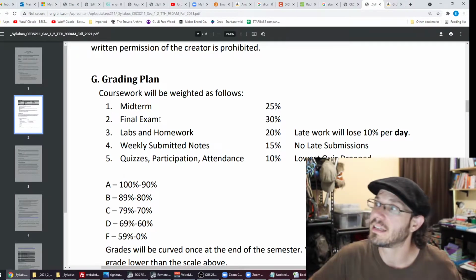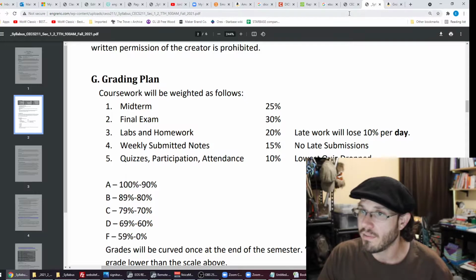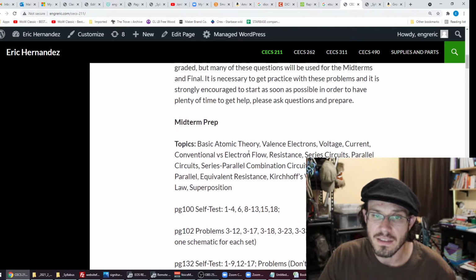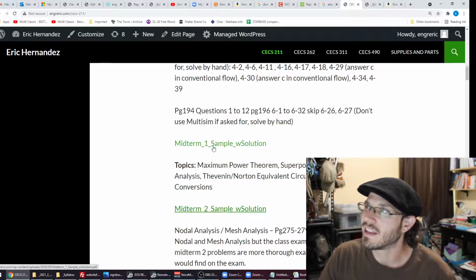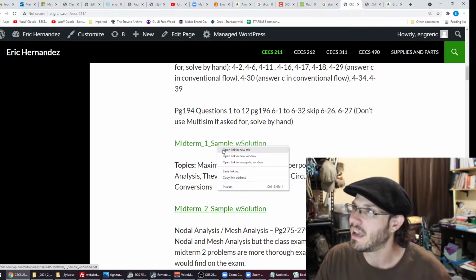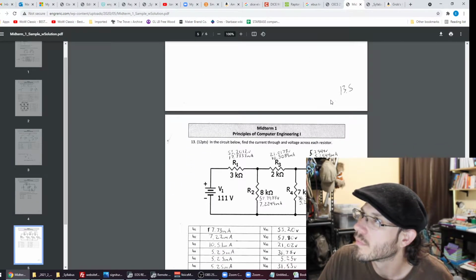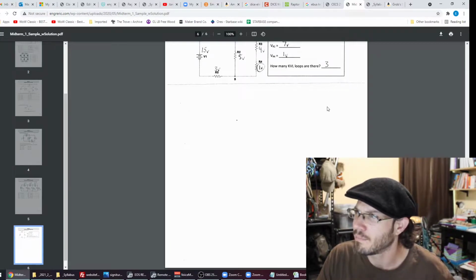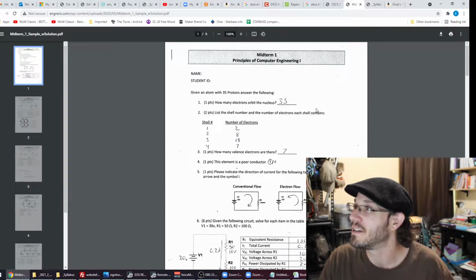One thing to know about these exams is all the preparatory material to get ready for those exams is already available on the website. So if I go back over to the website and scroll down here, you can see I already have a midterm prep section with pages out of the book. I have a sample midterm 1 with solution, the topics that would be on this exam. So no need to download the version that's already on Chegg because I already put it on my website. So I don't understand why it's there as well. But here's the midterm.